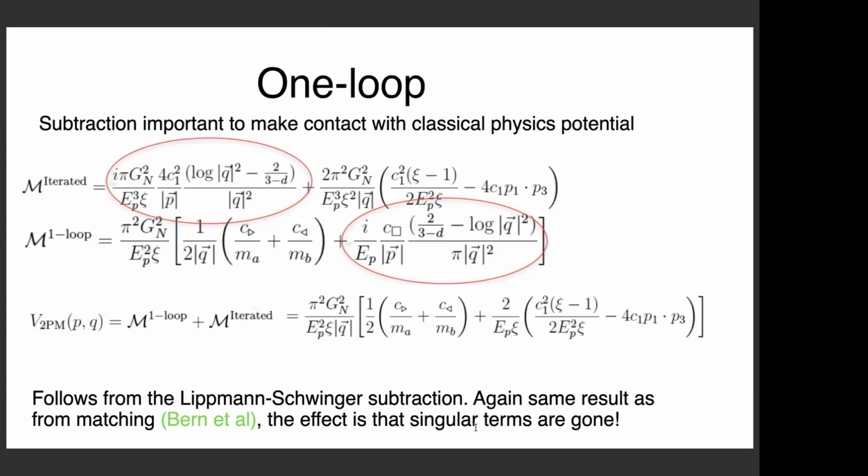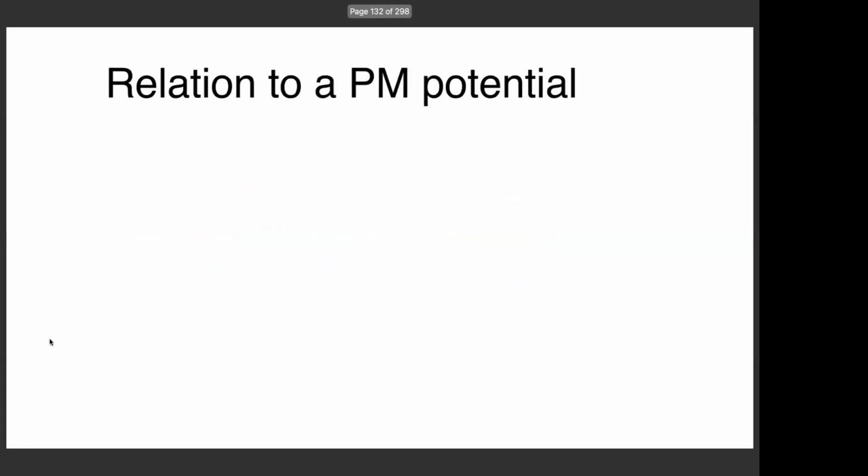And if we look at other approaches like the one by Byrne et al., which uses effective field theory matching, it's the same result, just a slightly different logic. But the effect is that we have to make sure that these singular terms that appear from iterations disappear when we are considering something like an interaction.